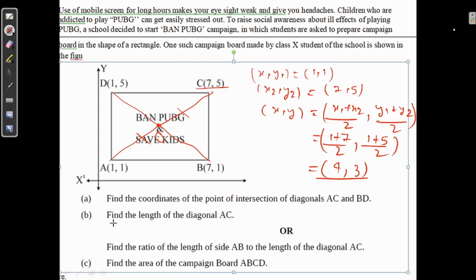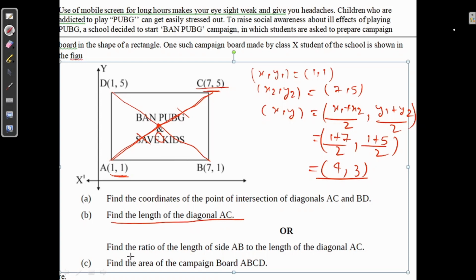Nothing. Now they are saying find the length of diagonal AC. Look, this length they want. Is it hard to find? Treat this as x1, y1. Treat this as x2, y2 and apply distance formula. We can easily find what is distance between A and C.